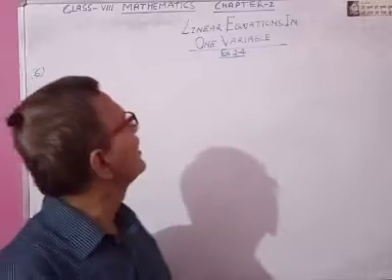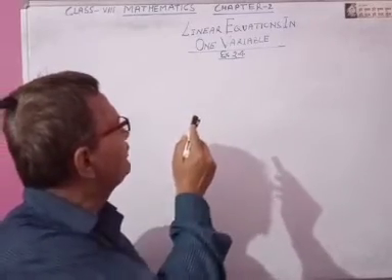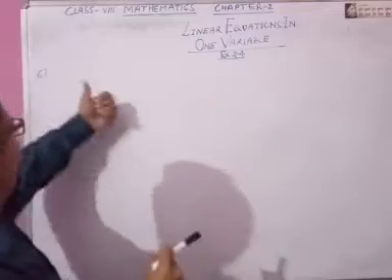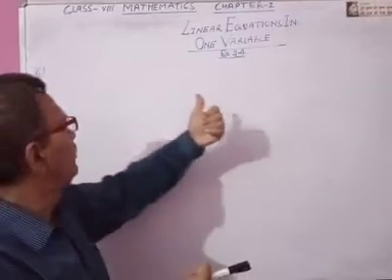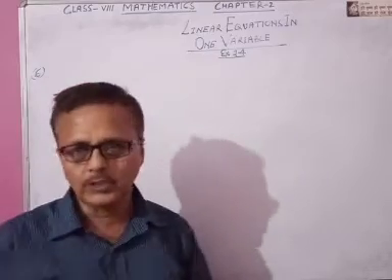Today we will start chapter 2, linear equation in one variable, exercise 2.4. In the previous video we did up to question 5. So we will start from question number 6.